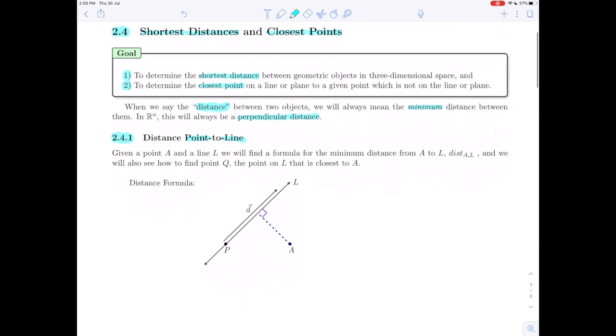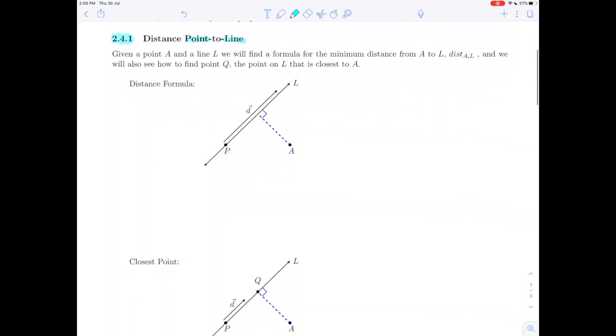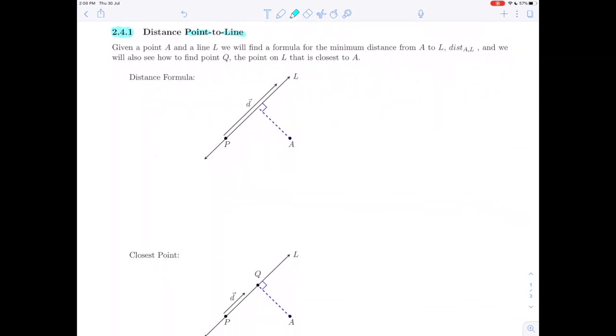So let's go ahead and start section 2.4.1. We're going to be given a point A, like this one, and a line L, like this one. And we're going to do two things. First, we're going to find a formula for the minimum distance from A to L, which is going to be notated like this, the distance from A to L. So we're going to find a distance formula. And secondly, we're going to see how we might find a point Q, which is here, the point on L that is closest to our given point A, our closest point.